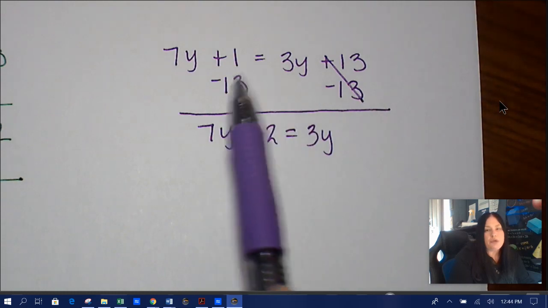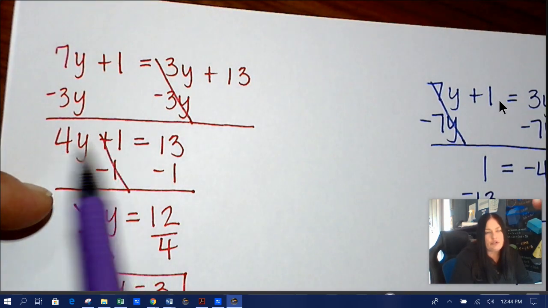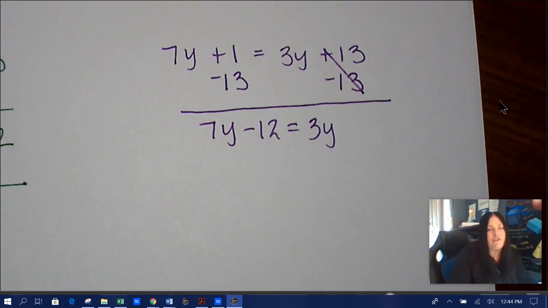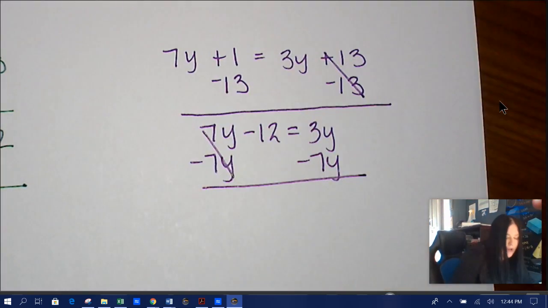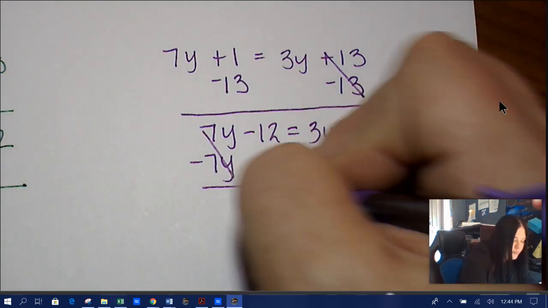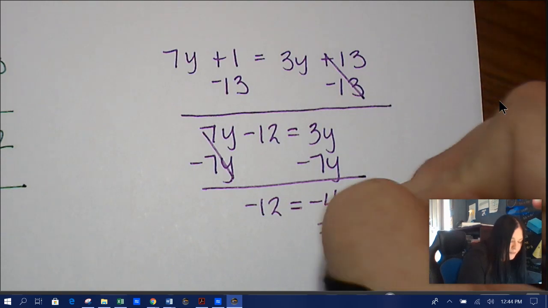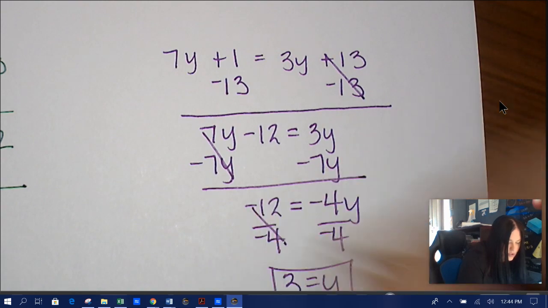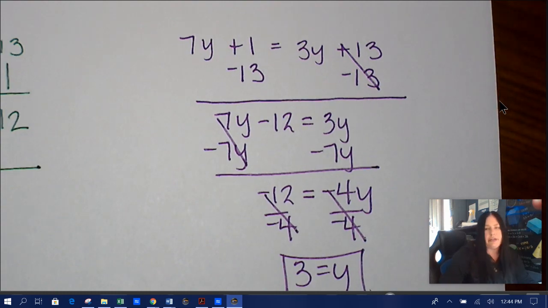So now, after you cancel the number, notice this problem doesn't look familiar. See, when you cancel a letter first up here, it turns into a regular two-step equation that you know how to do. But when you cancel a number here first, it doesn't look familiar. So now I have to move this 7y to the other side. The opposite of positive 7y is -7y. I have to bring down the -12 equals, and I get -4y. And then I divide both sides by -4, and I get 3. Oops, I canceled the wrong thing there. Sorry, that's not supposed to be canceled. And then I get y equals 3.